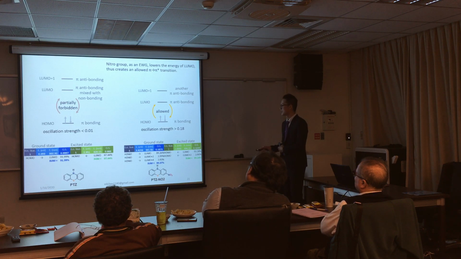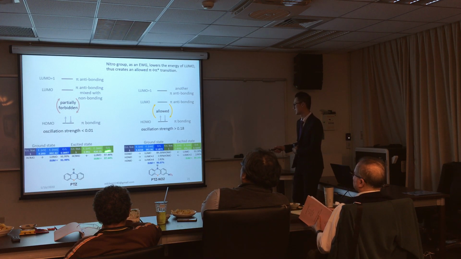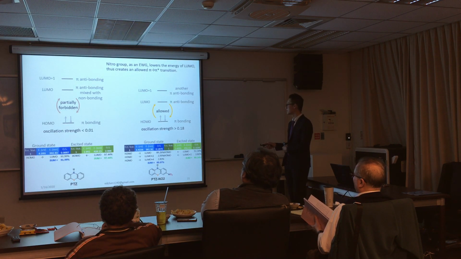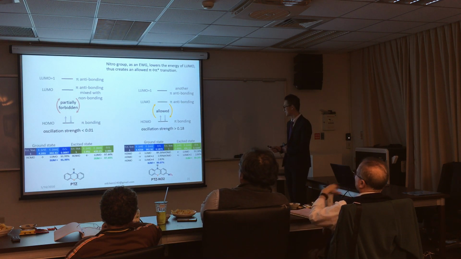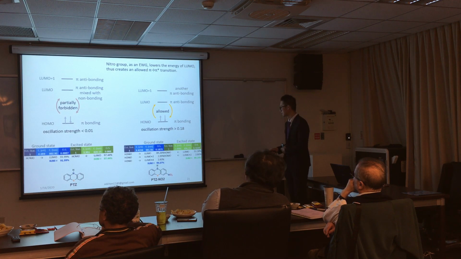It is because the transition between HOMO and LUMO of PTZ is a pi bonding to a pi anti-bonding mixed with non-bonding, so it's a partially forbidden transition. And we can see this from our experiment and also from the oscillator strength. Here the oscillator strength is quite low. However, the transition between HOMO and LUMO of PTZNO2 is pi bonding to pi anti-bonding, which is an allowed transition. The oscillator strength is really high, it's more than 0.18.